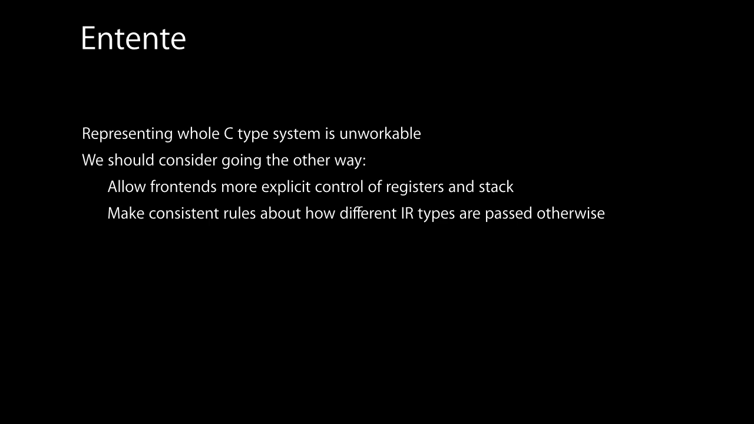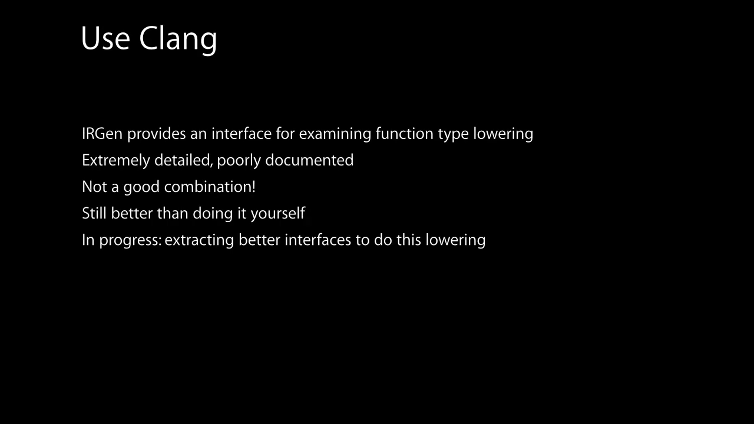What I would suggest if we want to fix this is that we should really move in the direction of going the other way and find ways to have very straightforward, consistent rules about how specific types are passed by default, and then have ways for the front end to directly customize and specifically say, please pass this particular thing in this particular register, and so on. So basically moving more of the task of calling convention lowering into the front end. So again, the solution here is that you really should be using Clang.